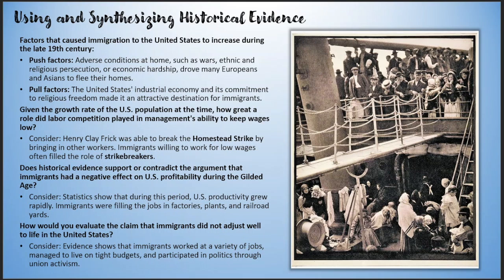So does historical evidence support or contradict the argument that immigrants had a negative effect on U.S. profitability during the Gilded Age? And something to consider is that statistics show that during this period, U.S. productivity grew rapidly. Immigrants were filling the jobs in factories, plants, and railroad yards that was contributing to profitability.